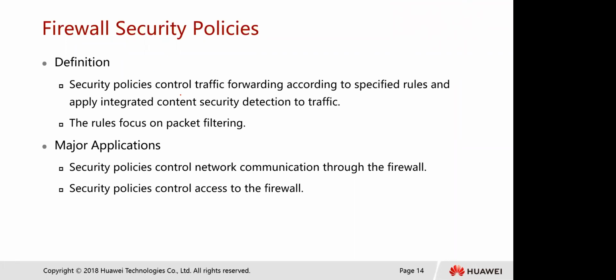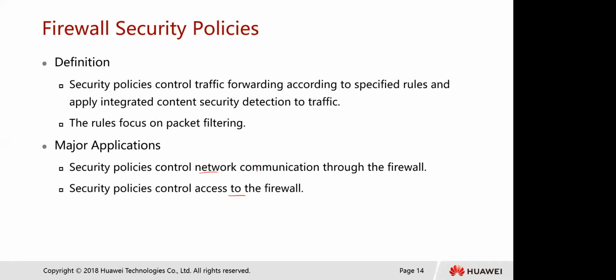So a security policy controls traffic forwarding according to specified rules and applies integrated content security detection to traffic. The rules focus on packet forwarding. So the major applications are security policies control network communications through the firewall, and security policies also control access to the firewall. I repeat, our security policies control our network communication through our firewall, and also control access to our firewall, right?